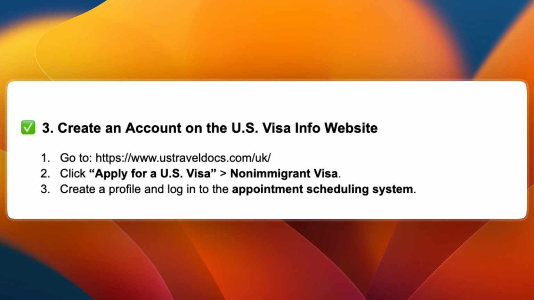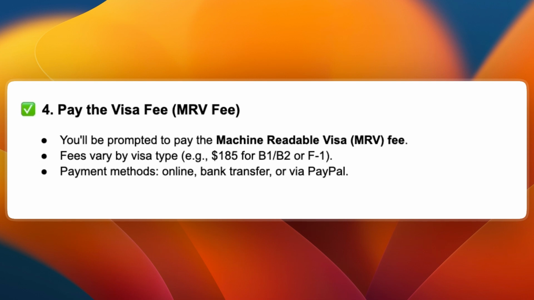Then create an account on the US Visa Info website, so go to the link you see right there, click apply for a US visa and then a non-immigrant visa, create a profile and log in to the appointment scheduling system. Then you need to pay the visa fee, which is the MRV fee.